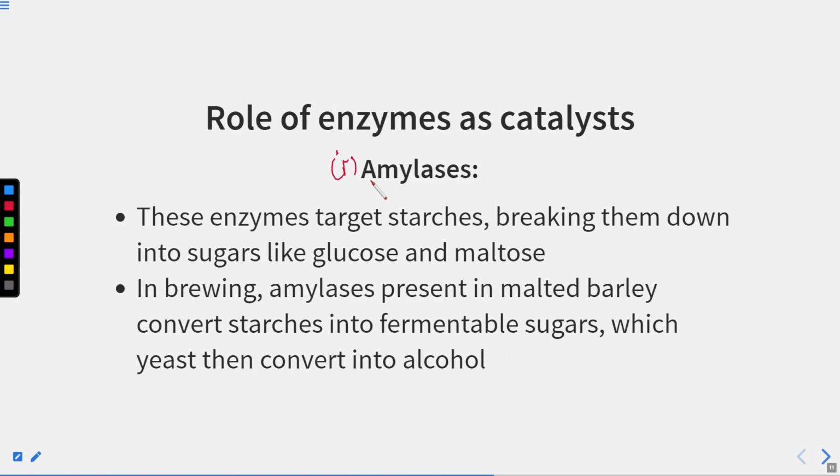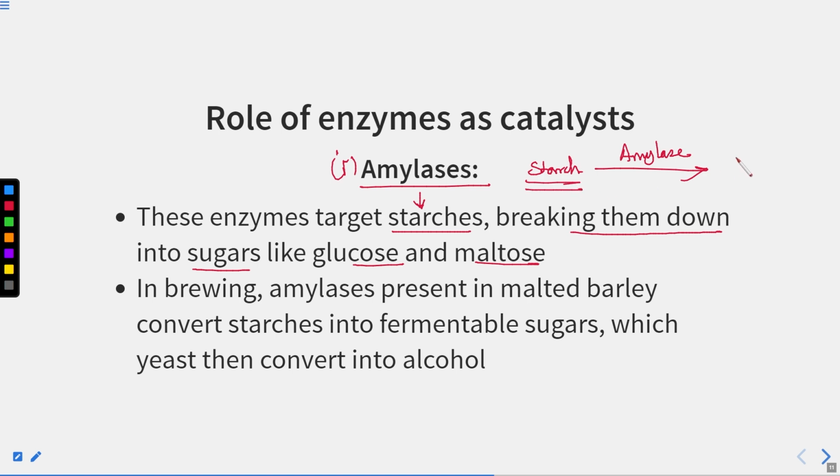So the first enzyme we'll talk about is amylase. These enzymes target starches, breaking them down into sugars like glucose and maltose. So amylase works upon the starch. Okay, the starch is there. Now the amylase enzyme converts it into sugar. Starch is a complex carbohydrate, and it is converted into glucose and maltose.